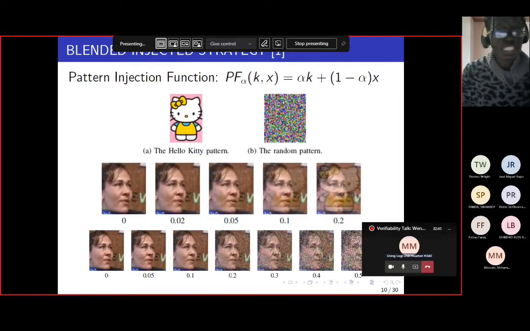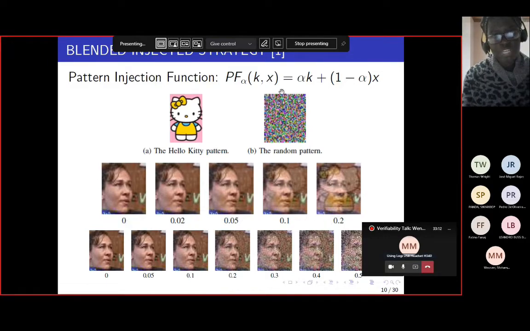This is the pattern injection function that Chen et al. used in their work. They used two pattern keys, or backdoor keys. One was a Hello Kitty pattern, and the other one was a random pattern. They did this experiment separately. So this is an image of the input sample, and we have different blend ratios over here.